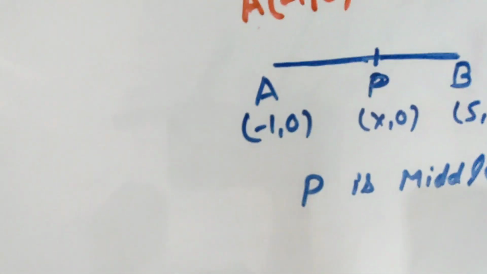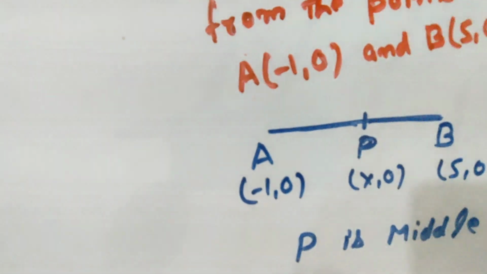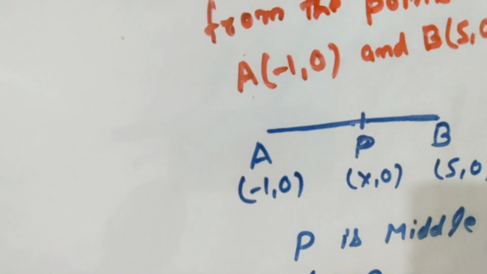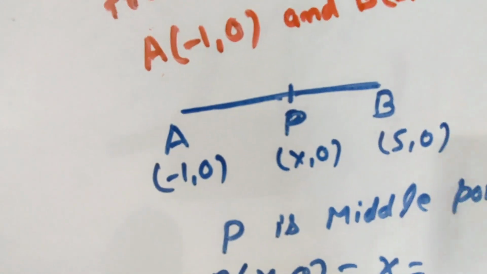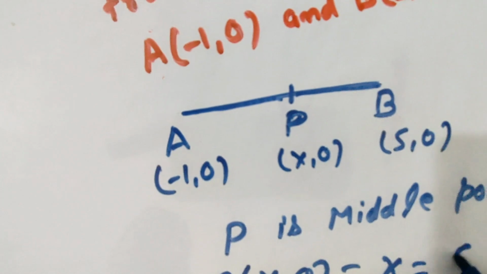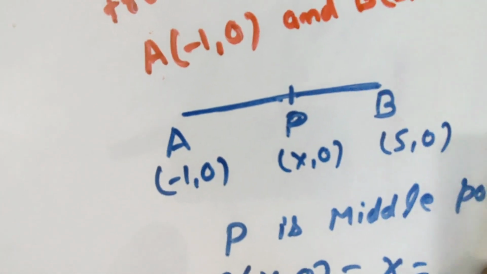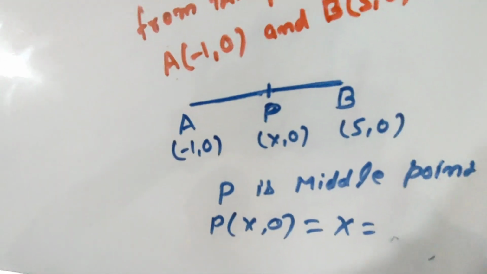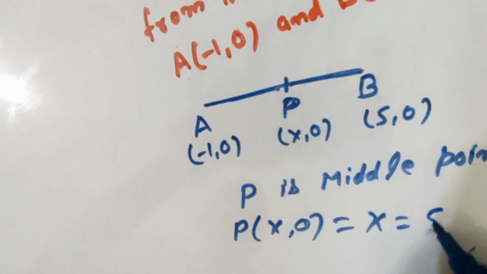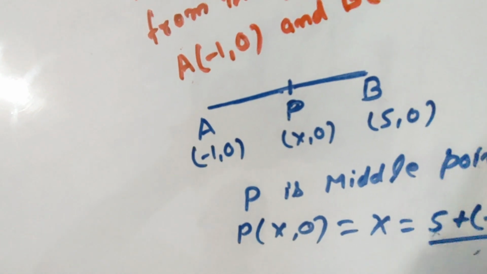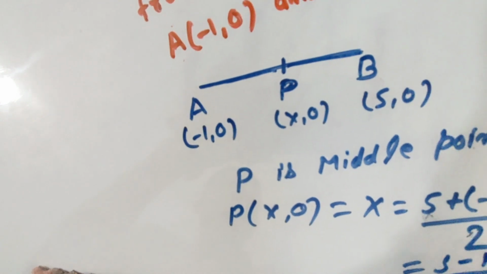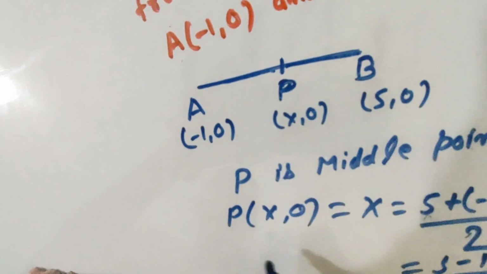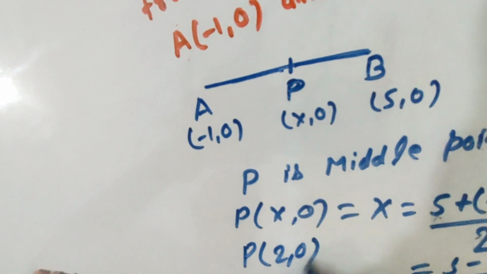P is the midpoint, so put the P coordinate as (x, 0), and x equals the midpoint of 5 and negative 1. How do we find the midpoint? x equals (5 plus (-1)) by 2, that is 5 minus 1, which is 4 by 2, which means 2. Here also the P coordinate is (2, 0).